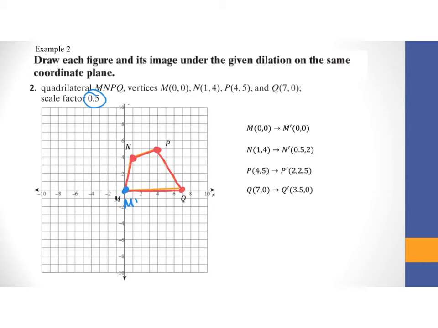My N prime gives me 1/2 and 2. So I'm going to be somewhere in here, and this is N prime. P prime is 2 and 2.5, and Q prime is 3.5, 0. So here we end up with a figure that looks something like this.